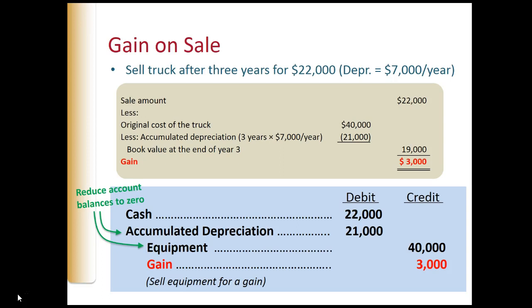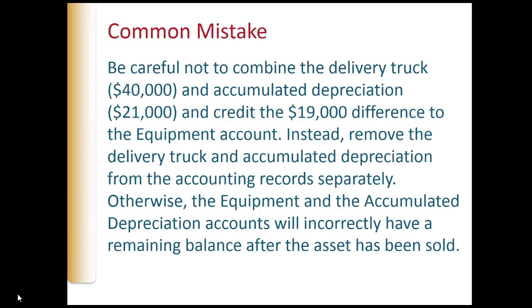We would debit cash for $22,000. We would get rid of our accumulated depreciation to bring it down to 0. We would also want to get rid of our equipment account to bring that down to 0. And we would show a gain there of $3,000. We record the sale by removing the delivery truck and equipment and its accumulated depreciation from the accounting records and recording the cash collected. The difference is gain.